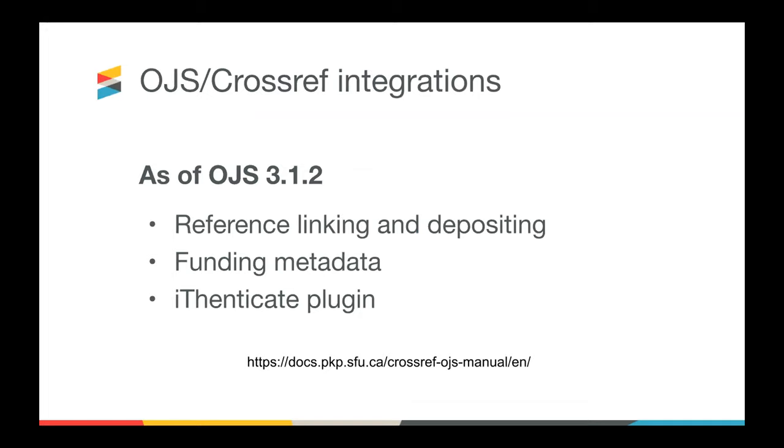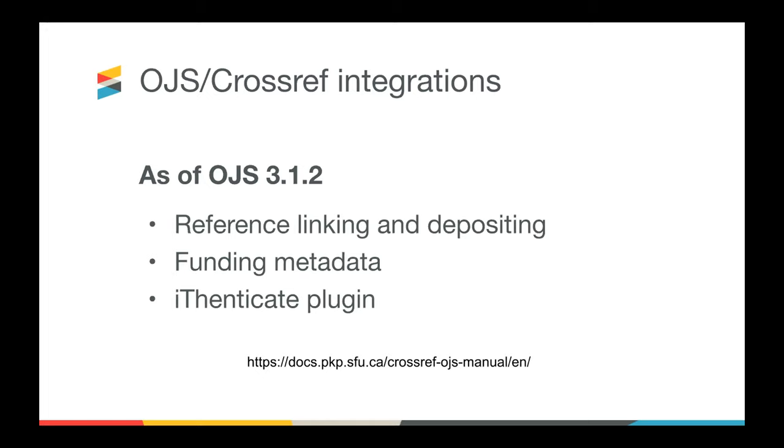Lots of our members also publish their journals using the OJS or Open Journal Systems platform. And thankfully, OJS has a really good plugin that we built in collaboration with them to help members register their content with us. So we work with PKP, who run OJS on this. To use the most recent and the best version of the plugin, they recommend using at least OJS 3.1.2.